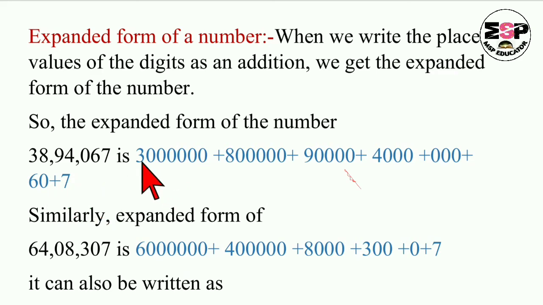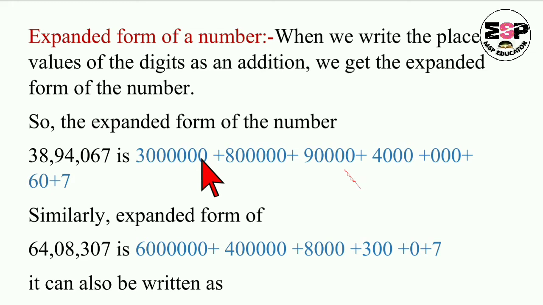See this, 3. First of all, you are going to write the place value of 3. Count how many digits are there to the right of the 3. 1, 2, 3, 4, 5, 6. So after 3 you are going to put how many zeros? 6 zeros.